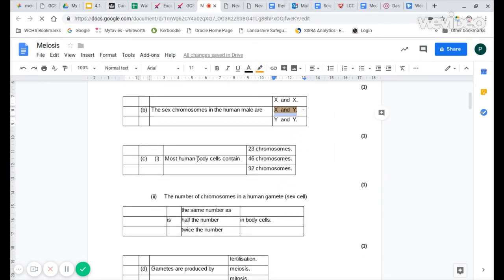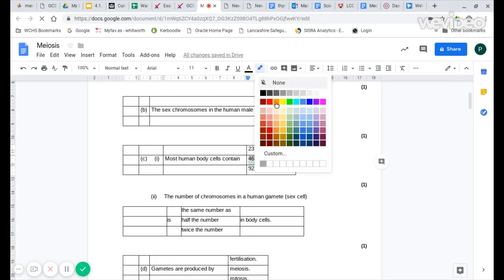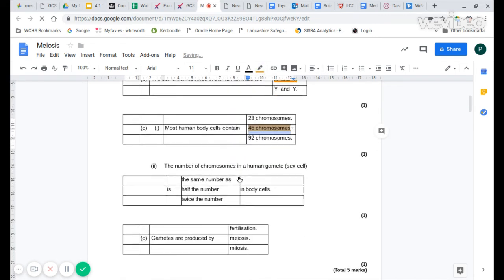Most human body cells, not all, we've got some exceptions in there, contain, just be careful of this one: 23 chromosomes, 46 chromosomes, 92 chromosomes. The trick here is whether they are pairs. It's not telling us about pairs. So most human body cells contain 46 chromosomes. Just be careful, as I say, it could ask you for pairs. It would be 23 pairs, but it's not asking for that at all.